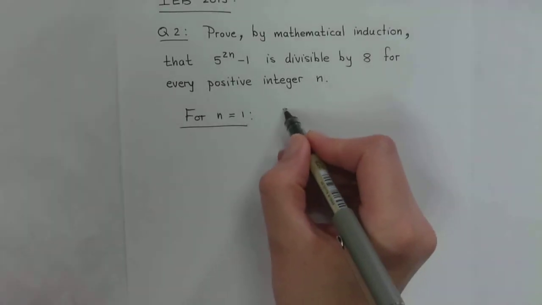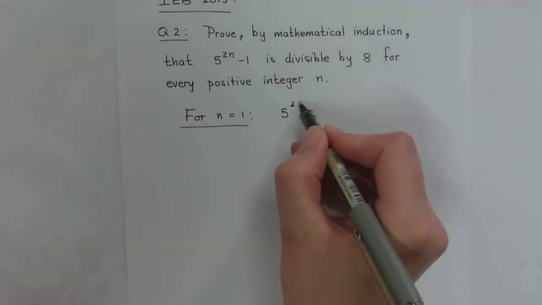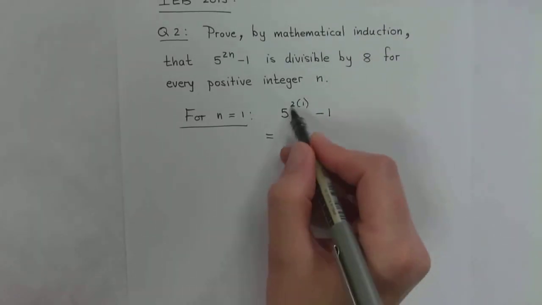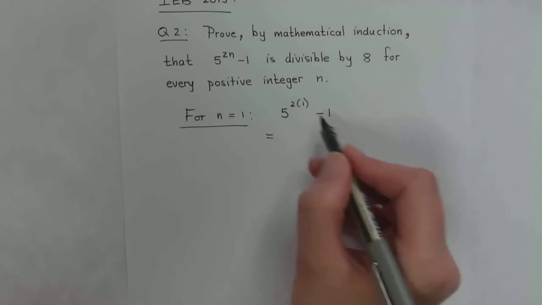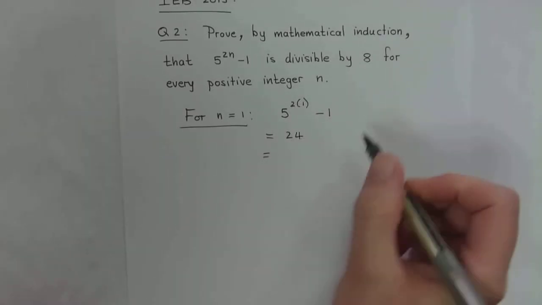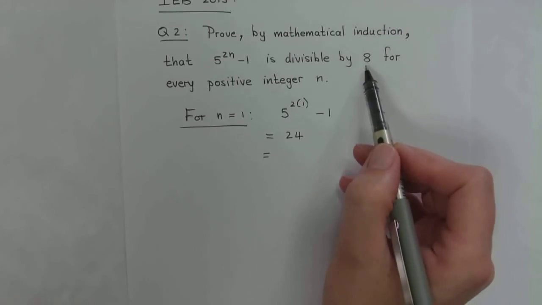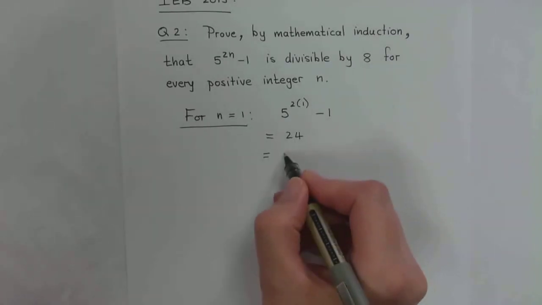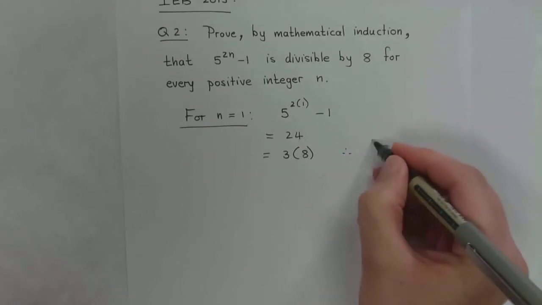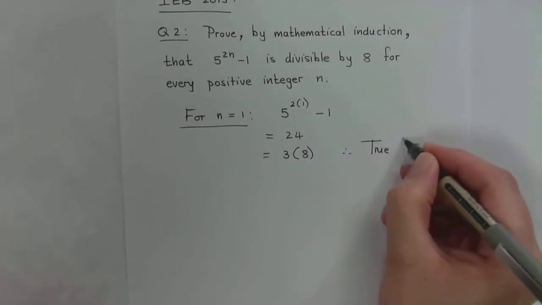And I'm going to say it's 5 to the power of 2 times 1 minus 1. And this is going to be 5 squared, which is 25, and 25 minus 1 is going to be equal to 24. And I'm just going to write that out so that I have that common factor of 8, because then it's divisible by 8. So it's going to be 3 times 8. Therefore, it's true for n equal to 1.